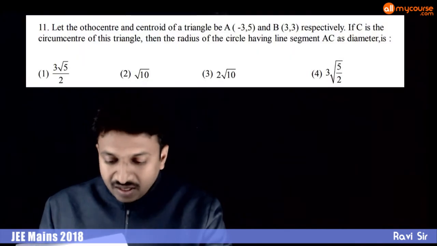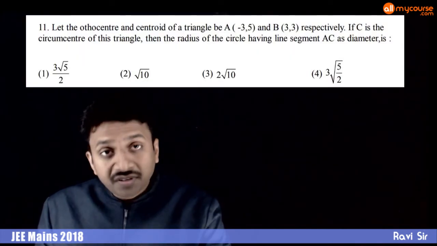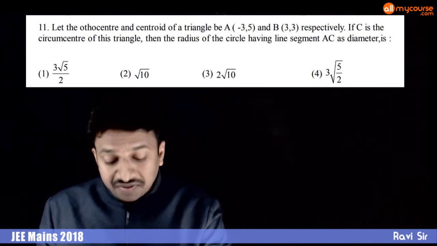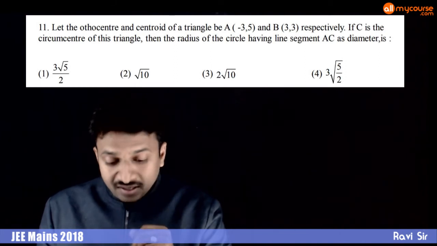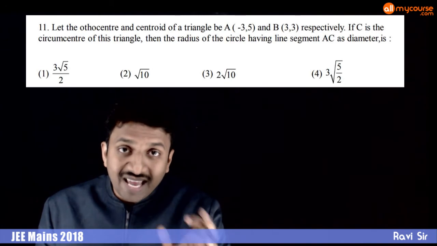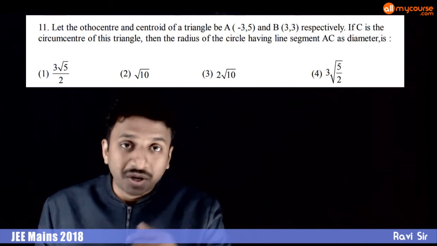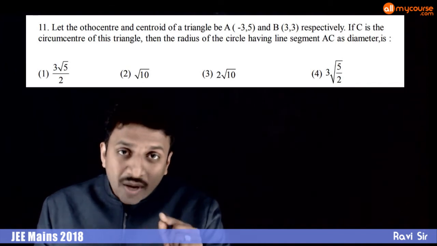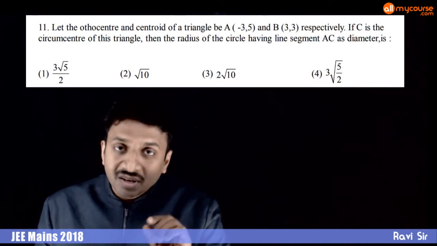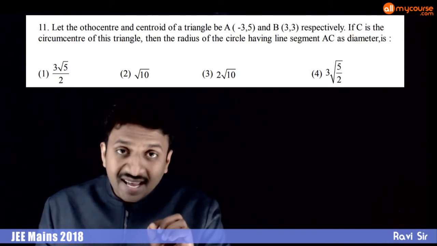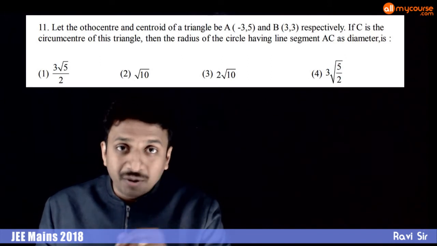Next, let's go to question number 11. Let the orthocenter and centroid of the triangle be (−3, 5) and (3, 3). C is the circumcenter. What is the radius of the circle having AC as the diameter? So the answer is 3 times the square root of 5/2.